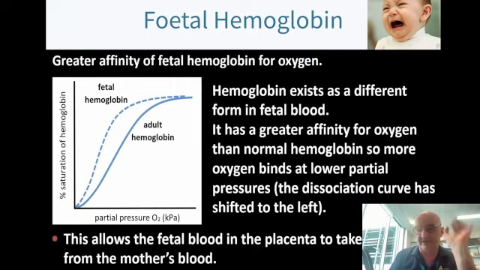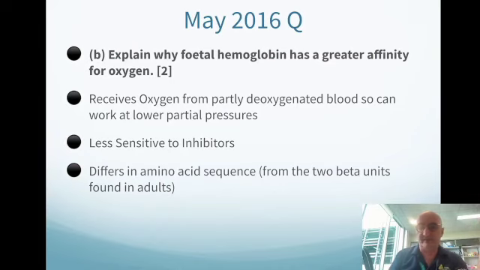Do you need to know that? Yes, you do. Explain why fetal hemoglobin has a greater affinity. Well, 2 marks. Receives oxygen, less sensitive to inhibitors, and differs in amino acid sequence. How did we know that? Because we did our homework.